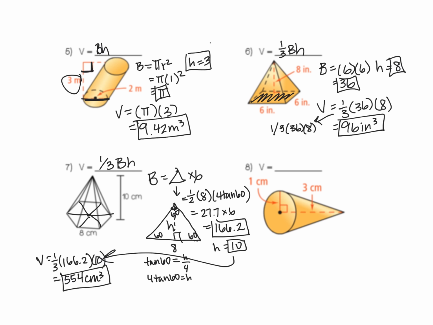And the last one, we got our cone. So for a cone, still 1/3 area of the base times the height. The base is a circle though, so we'll use pi r squared. So pi times 1 squared, that's just pi. And then the height is 3. So our volume will be 1/3 times pi times 3. And that gives you approximately 3.14.